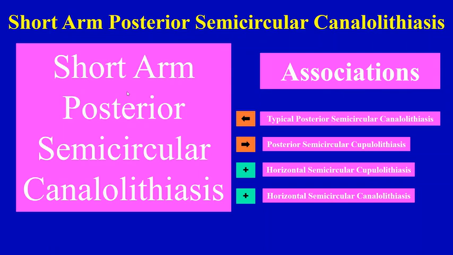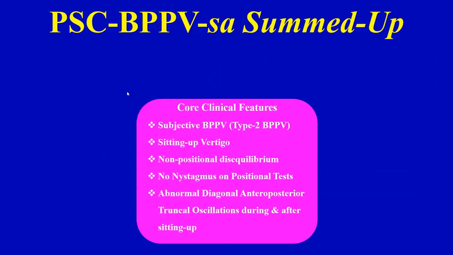The short arm posterior semicircular canalolithiasis may also get converted into the posterior semicircular cupulolithiasis. Summing up, the core clinical features remain the same as described by Bela Buki as subjective BPPV, that is a sitting up vertigo, non-positional disequilibrium, no nystagmus on positional test till 2022. But now we have positional nystagmus on the auxiliary positional test, and abnormal truncal, diagonal, anterior-posterior oscillations during and after sitting up. What are the additions in recent times?